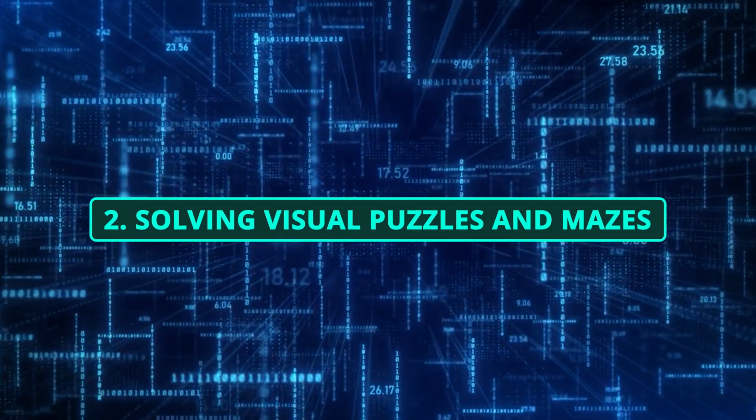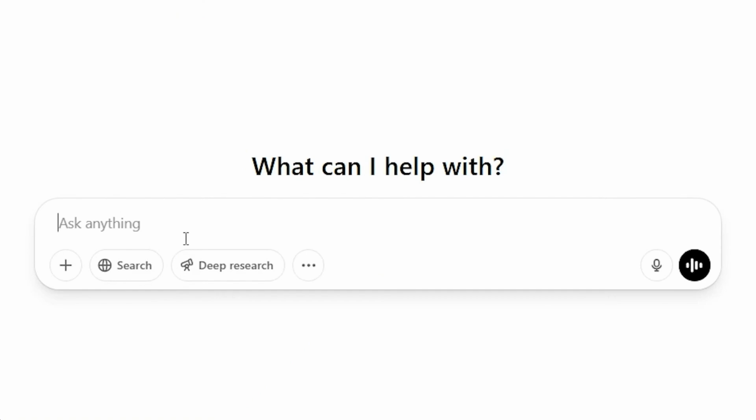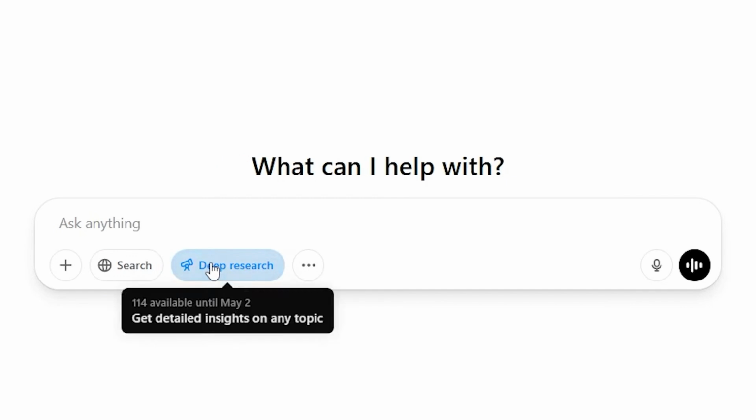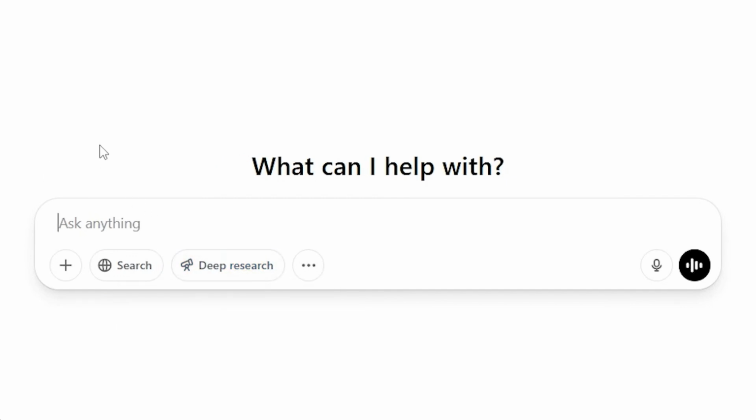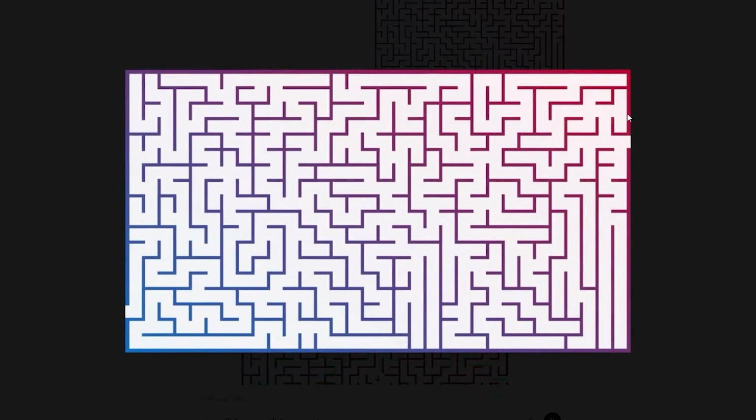2. Solving visual puzzles and mazes. Speaking of reasoning with images, O3 takes it even further with problem-solving tasks like puzzles and mazes. I've tested it on some tricky mazes, and it solved them in no time. The model doesn't just look at the maze and guess, it actually breaks down the structure of the maze, analyzes the gaps, and comes up with a logical path to the exit.